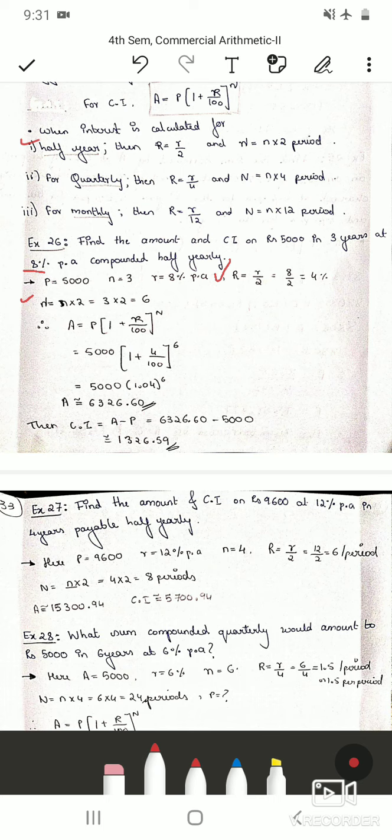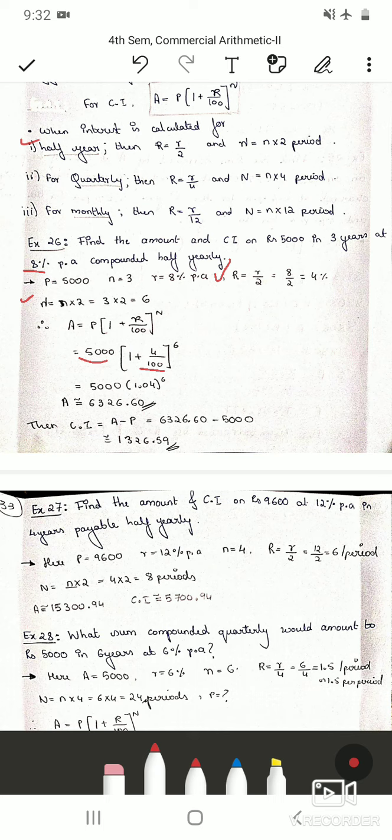And here small n is given, the period is 3 years, therefore it will be 3 into 2, which is 6. Now we got all the required terms to calculate amount. So the formula for amount is P into 1 plus R by 100 whole raised to capital N. So we will substitute whatever we have found. P is 5000 into 1 plus capital R is 4, so 4 by 100 whole raised to 6. So this will be 0.04, so plus 1 is 1.04, therefore 5000 into 1.04 whole raised to 6.